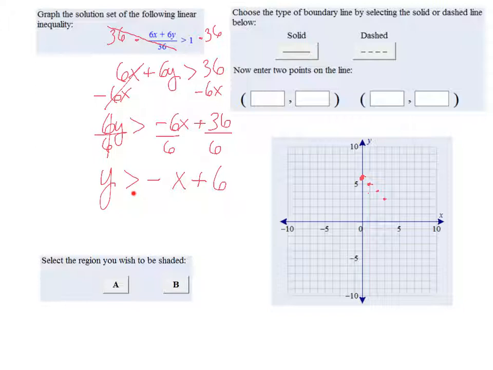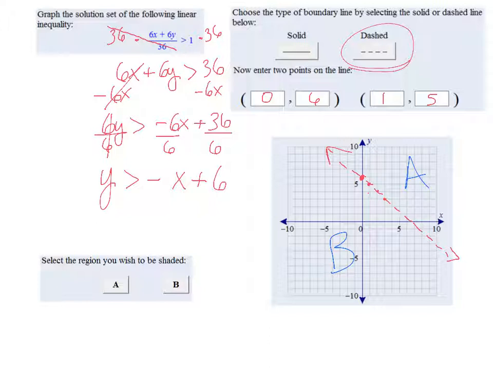It is not an or equal to. We should be dashing this. And let's pick out a couple points. I like my y-intercept always to start with, so over 0, up 6. And then the point that was next to it is over 1, up 5. Once you do that, the software will graph it for us. And then we'll designate a side A and a side B. And we have to decide which side we'd want to shade on.